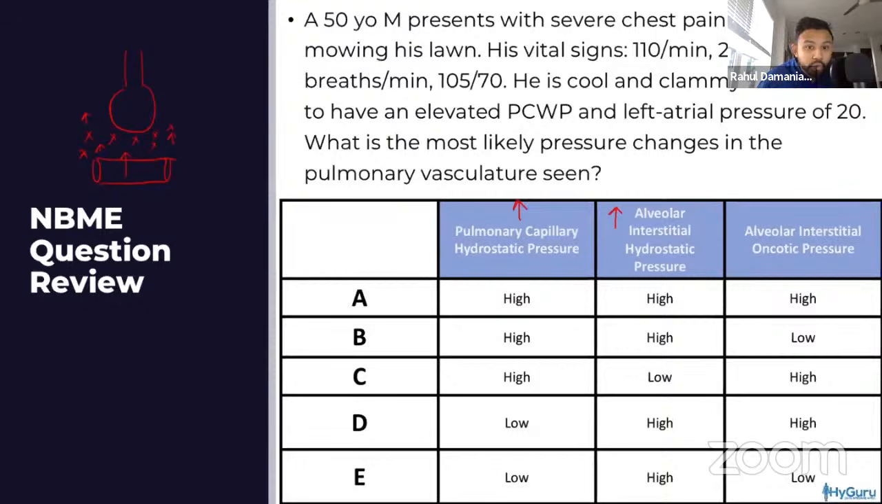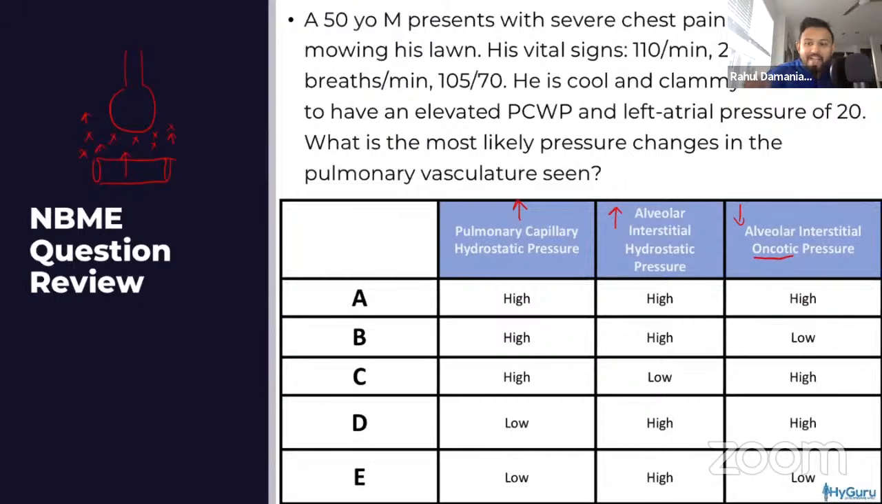And what is that going to do? That's going to dilute out all of the proteins in the interstitial space. And if it dilutes all the proteins in the interstitial space, that's why the answer is low. So what does this elevated alveolar interstitial hydrostatic pressure have to do with high yield concepts on the USMLE?